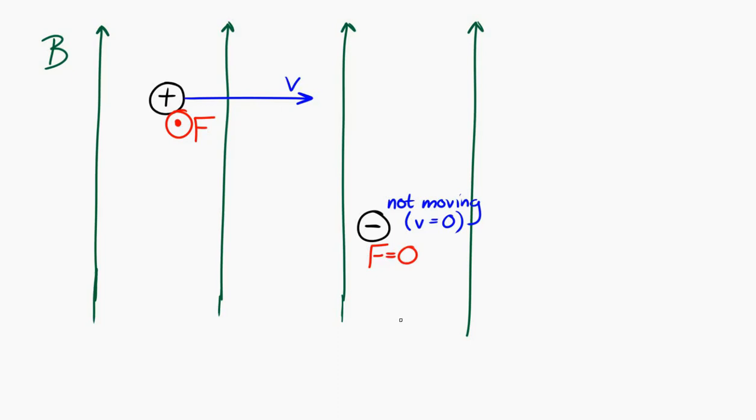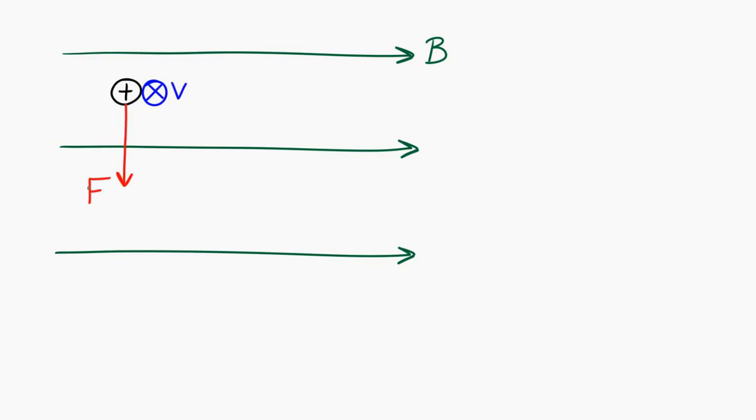Weird. Okay. Now let's say we have a magnetic field to the right, and I'm going to have a positive charge moving into the page. In that situation, the force on that positive charge would be towards the bottom of the page. And if I had a negative charge moving out of the page, it would feel a force also towards the bottom of the page.